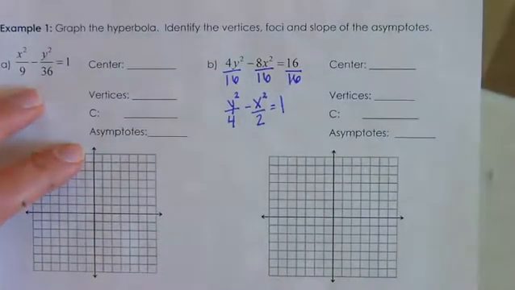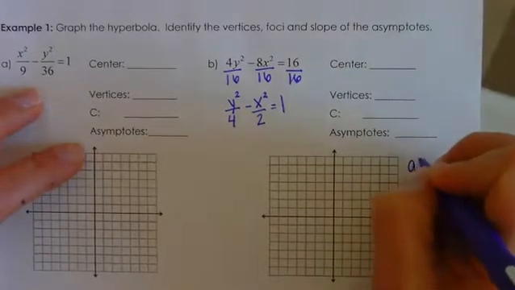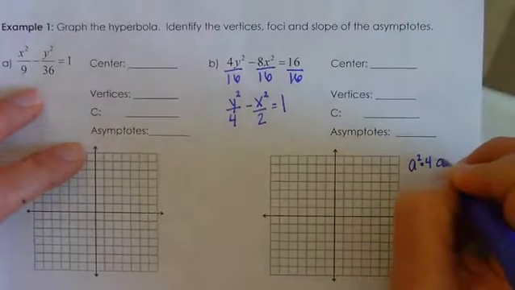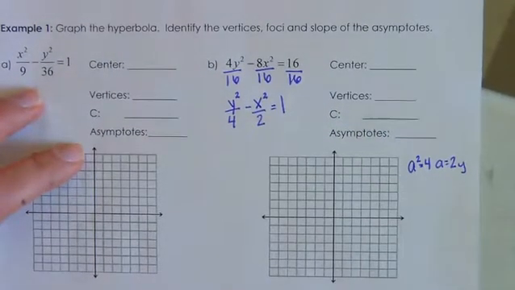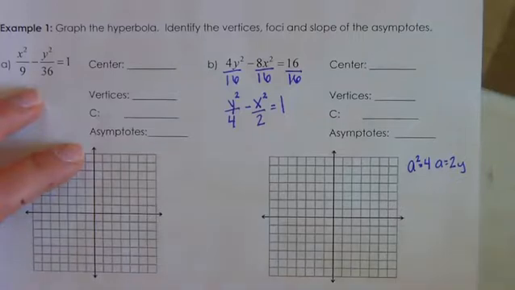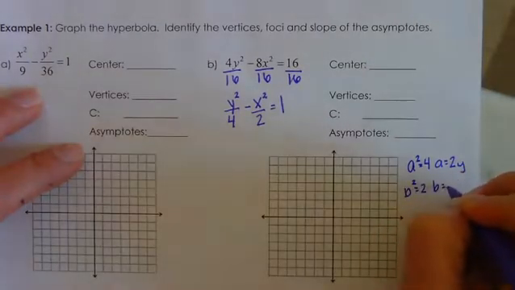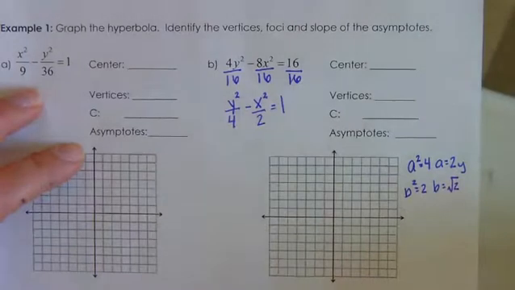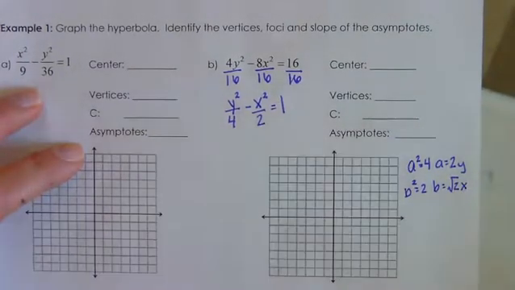Remember that A always comes first, so we can say that A squared is 4, which means that A equals 2, and that's going in that y direction. I like to remind myself which direction it's going in so I can remember which way my hyperbola is going to open. And then I see that B squared is 2, which means that B is the square root of 2. I know that's pretty ugly, but we'll deal with that in a minute. That's going to go in the x direction.